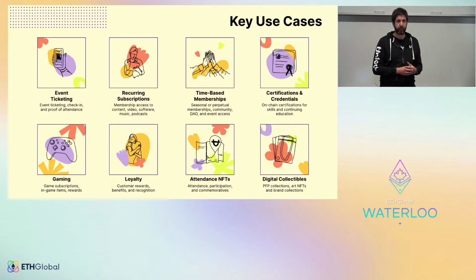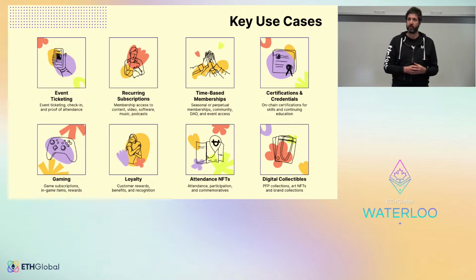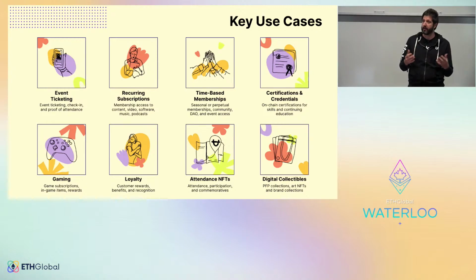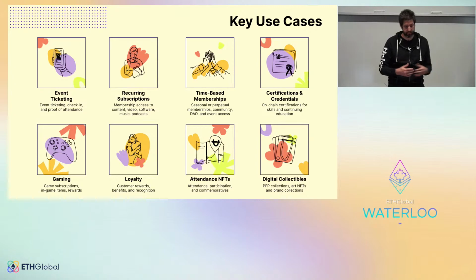Another use case that we're hearing a lot of in the crypto space right now is everything around loyalty. If you're a brand, you might want to create perks for your most loyal customers. Unlock is a great contract to do this. Attendance NFTs, you've probably all heard of POAPs at this point. That's another way of building these kinds of things. And then obviously digital collectibles, they're still possible to do.